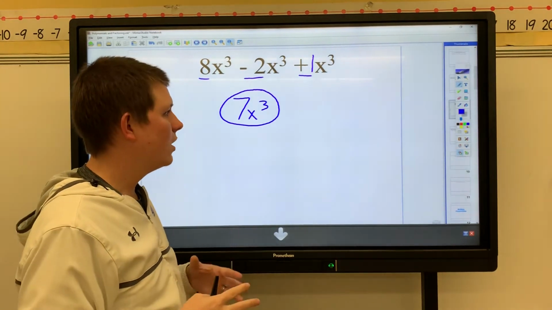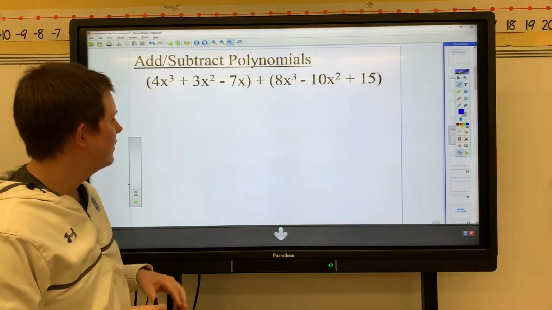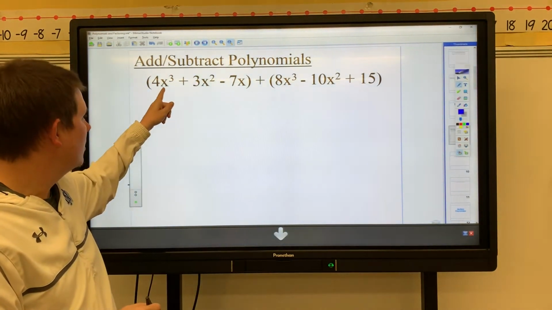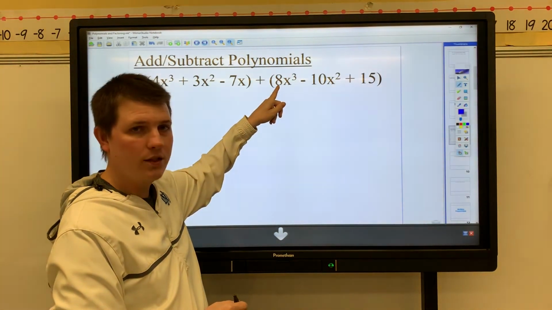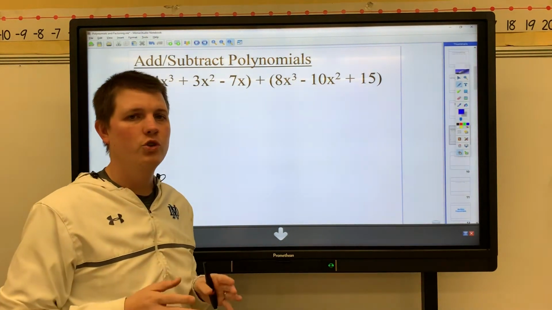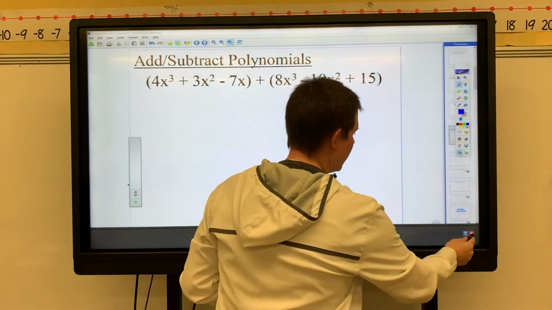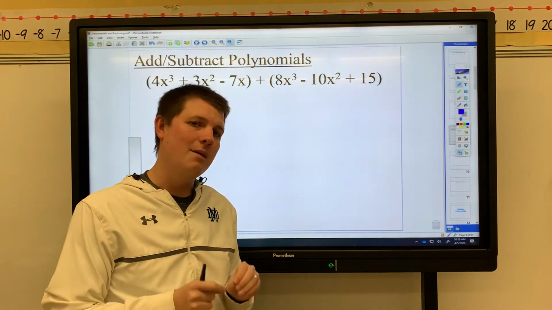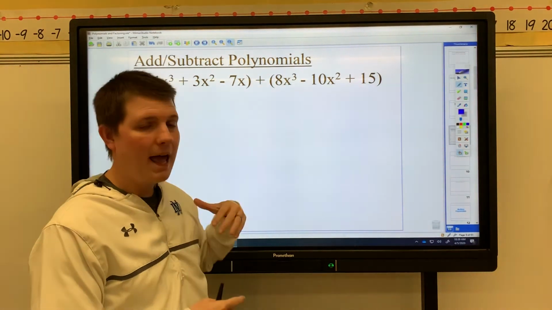All right, so now let's talk about how to add and subtract polynomials. So here I have a trinomial plus another trinomial. 4x to the third plus 3x to the second minus 7x plus 8x to the third minus 10x to the second plus 15. We're going to add two trinomials together. All we're going to do, it's real simple, is we're going to take the like terms. Remember, like terms are the ones that have the same variable and same exponent, and we're going to combine them together. In this case, when I say combine, we're going to add them together.